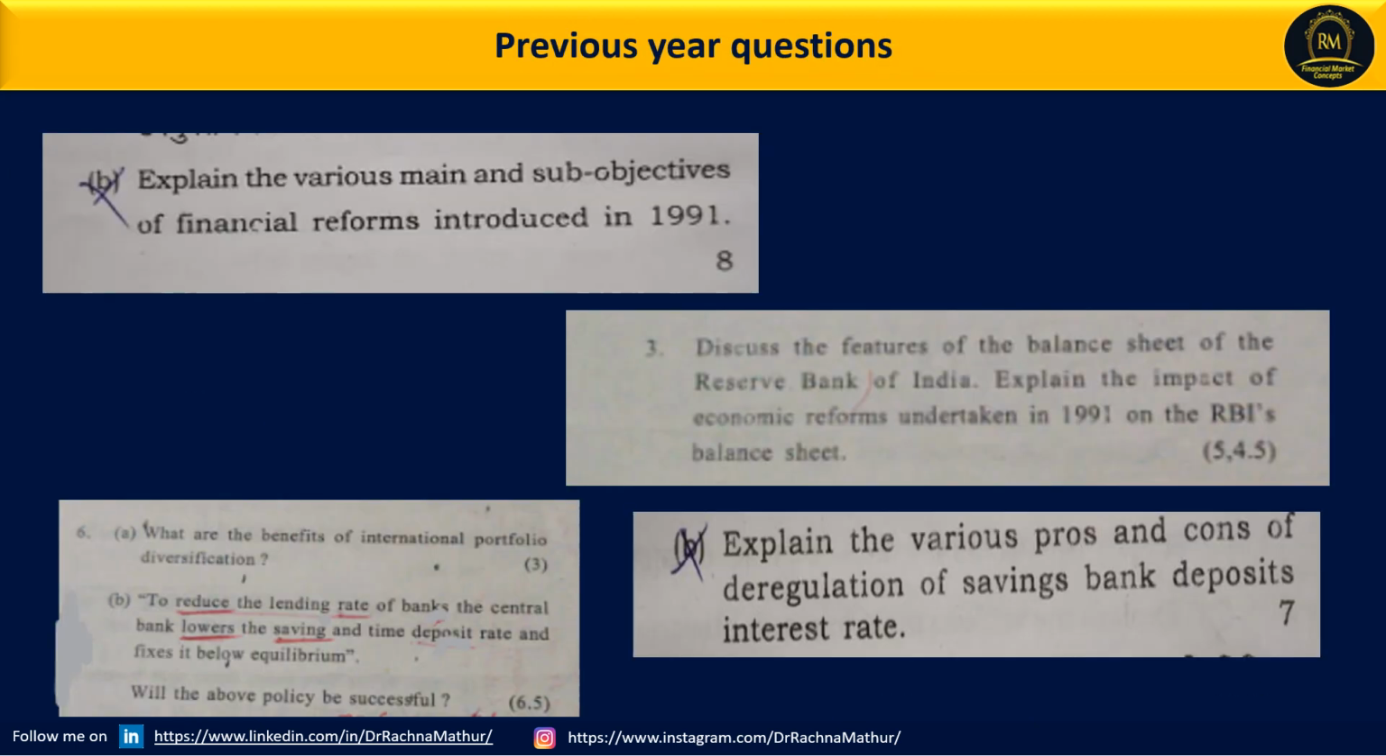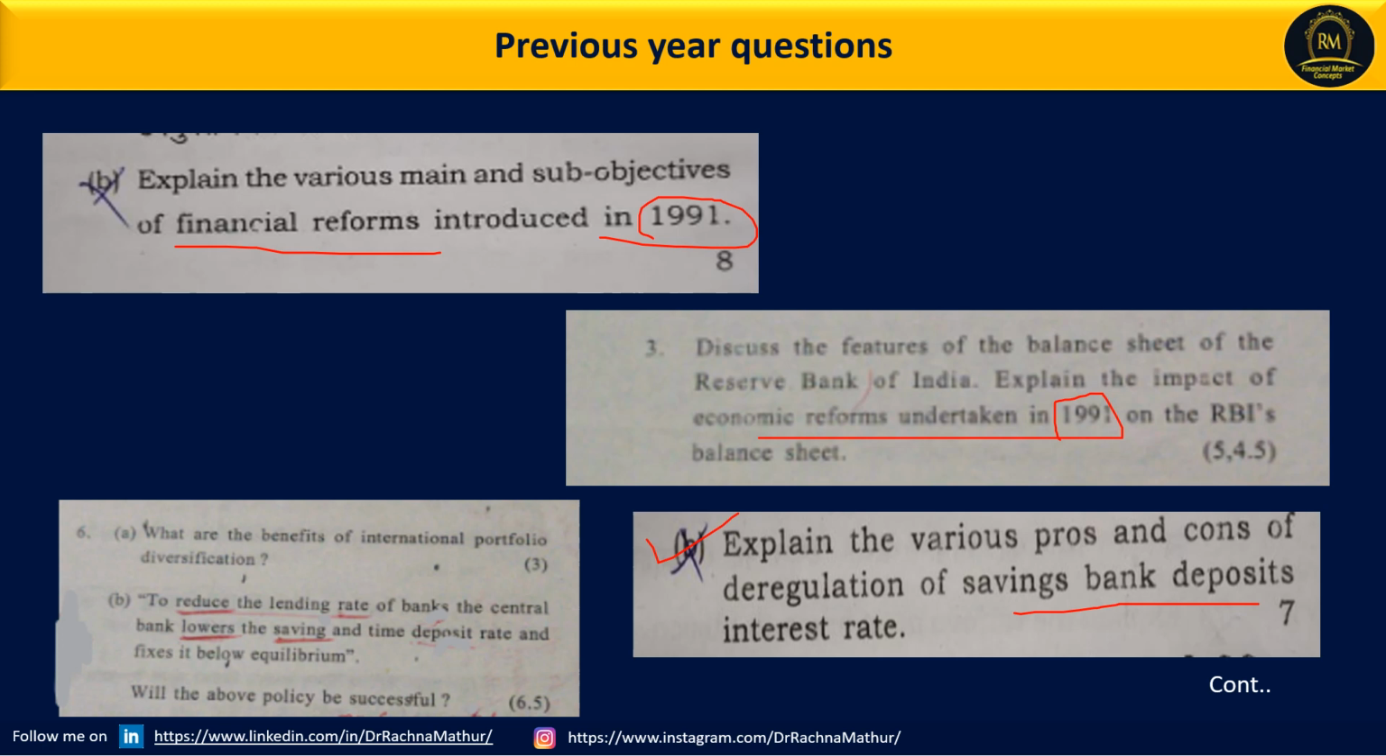Now coming to the previous years' questions again, you can see the questions are on financial reforms introduced in 1991. Then discuss the features of the balance sheet of the Reserve Bank, explain the impact of economic reform undertaken in 1991. Here again, various pros and cons of deregulation of saving bank deposit interest rates. So this is part of the reform.